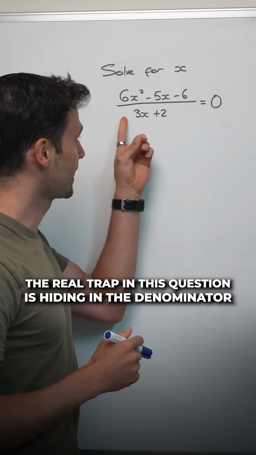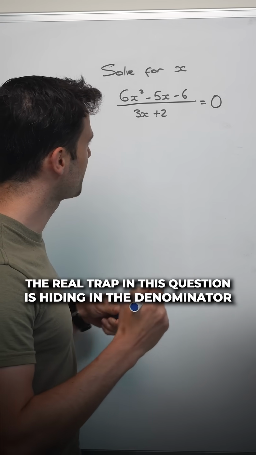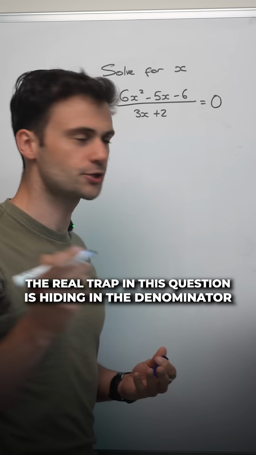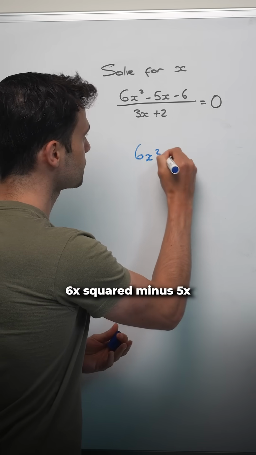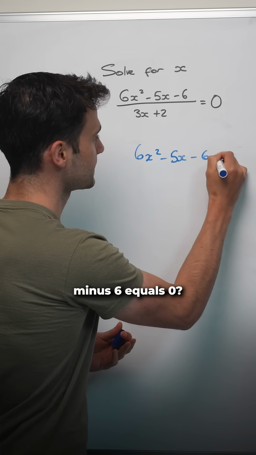Can you solve this question for x? And what makes this question so special? And what makes it different from just solving the quadratic 6x squared minus 5x minus 6 equals 0?